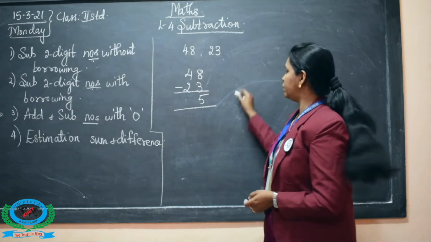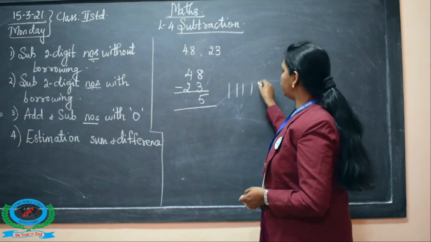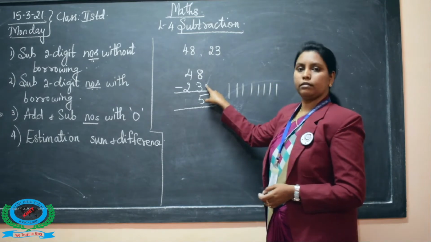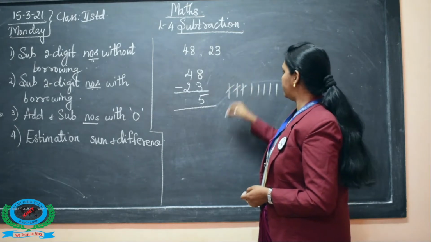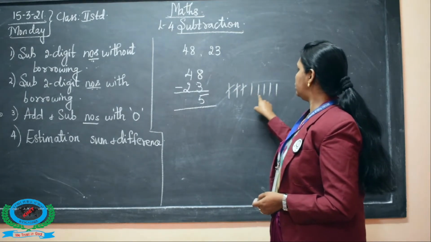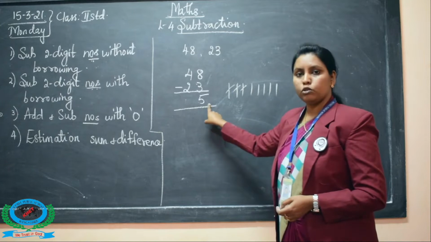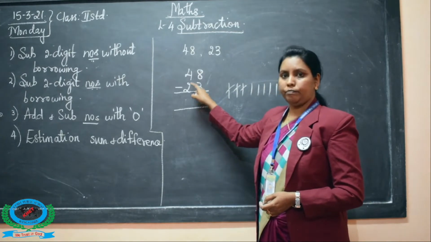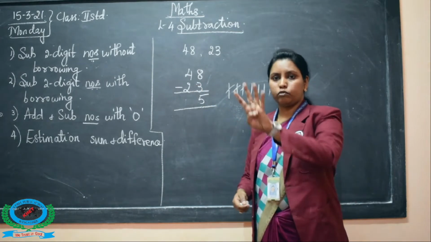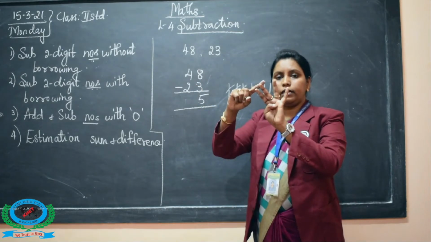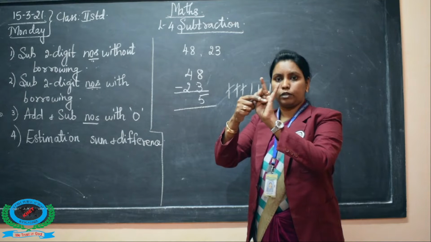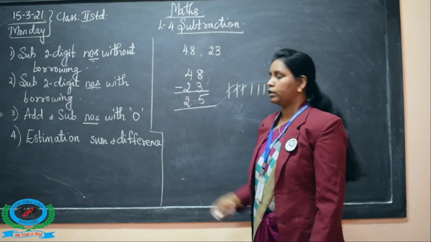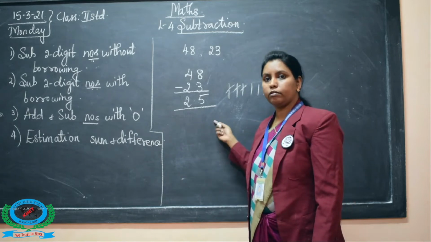Or one more method you can do is 1, 2, 3, 4, 5, 6, 7, 8. You can draw 8 lines and you can cut 3 lines. 1, 2, 3. And what is the remaining? 1, 2, 3, 4, 5. So, 5 you can write it here. Okay. And now the next one. 4 minus 2. So, 4 you can take it in your hand and subtract 2 from that. So, what is remaining there? So, it is 2. So, the answer is 25.